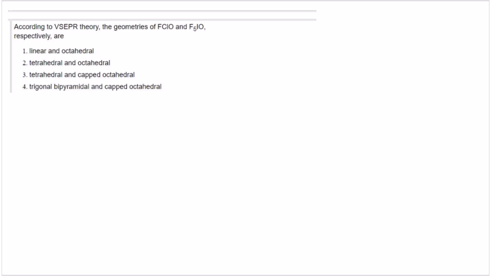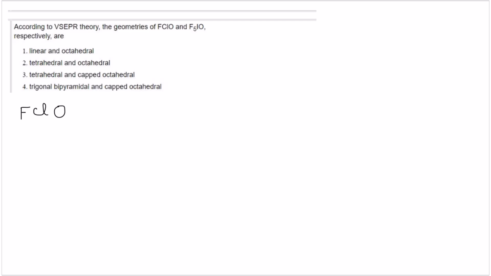So we have a question here that according to VSEPR theory, the geometries of FClO and F5IO respectively are. So we are given two compounds, FClO and F5IO, and it is asked what their geometries are. Okay, so for this question we will apply the VSEPR theory. Now first of all, considering FClO.